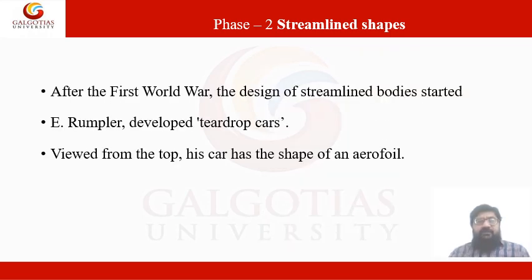These developments in the aerodynamics of the car began just after the First World War, when the design of streamlined bodies started, when the manufacturing industries started producing cars on a large scale. So one of the basic shapes in streamlining is the teardrop. Many engineers and scientists developed cars based on the teardrop car model.